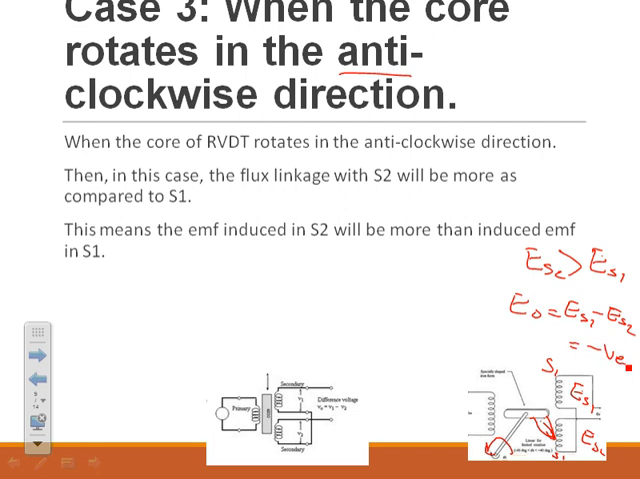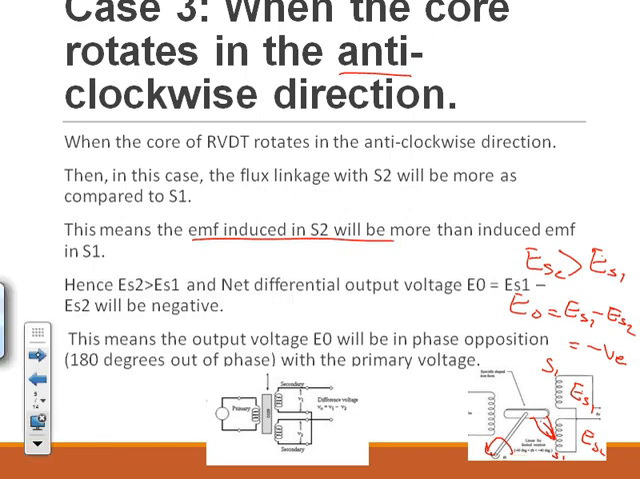This means that the EMF induced in S2 will be more compared to S1. So we can say that ES2 is more than ES1, so the net difference voltage will be negative. This means the output voltage E0 will be in phase opposition, that is 180 degrees out of phase with the primary voltage. So these are the three cases.